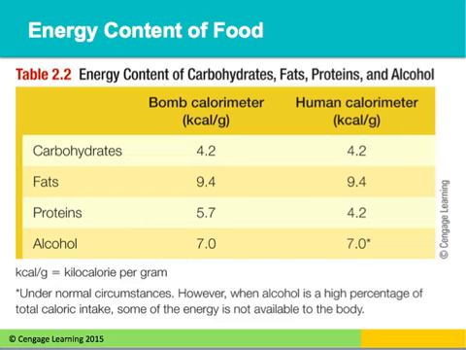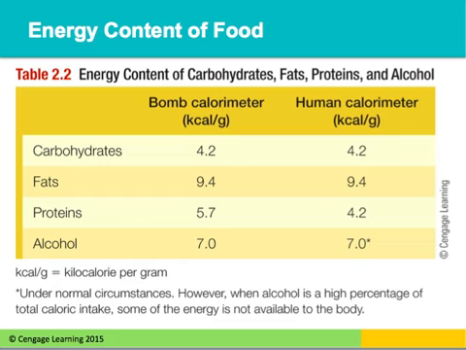In the bomb calorimeter, proteins produce 5.7 calories per gram. Well, in the human calorimeter, or our bodies, we can only get 4.2 calories per gram from proteins. We can't metabolize the nitrogen in the proteins for energy. So in the bomb calorimeter, that can be burned and that energy harvested, but that isn't the case in humans. And then finally, for alcohol, in the bomb calorimeter and in the human calorimeter, they're both 7 calories per gram.